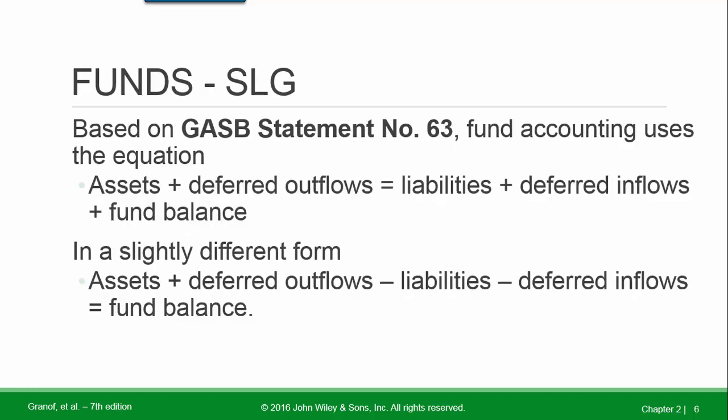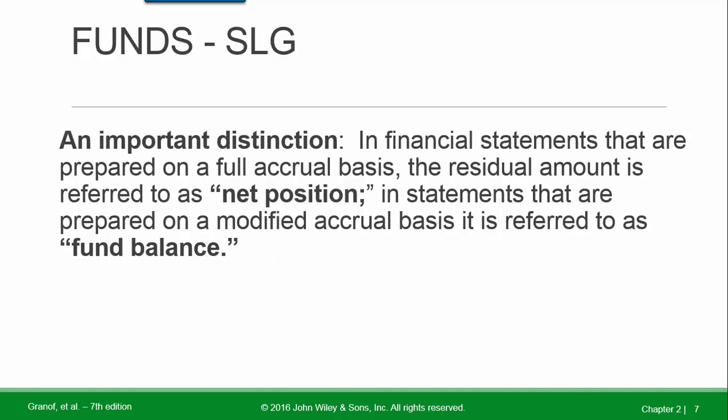Let's look at funds for state and local governments. Based on GASB Statement number 63, fund accounting uses the equation assets plus deferred outflows equal liabilities plus deferred inflows plus fund balance. We've seen that before. In a slightly different form, assets plus deferred outflows minus liabilities minus deferred inflows equal fund balance. We've seen that before in this presentation.